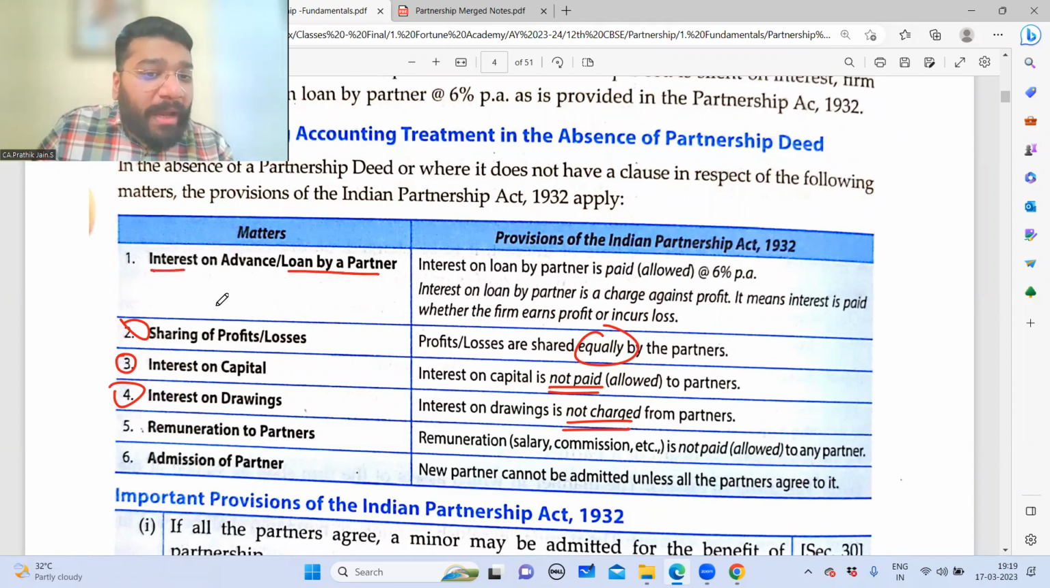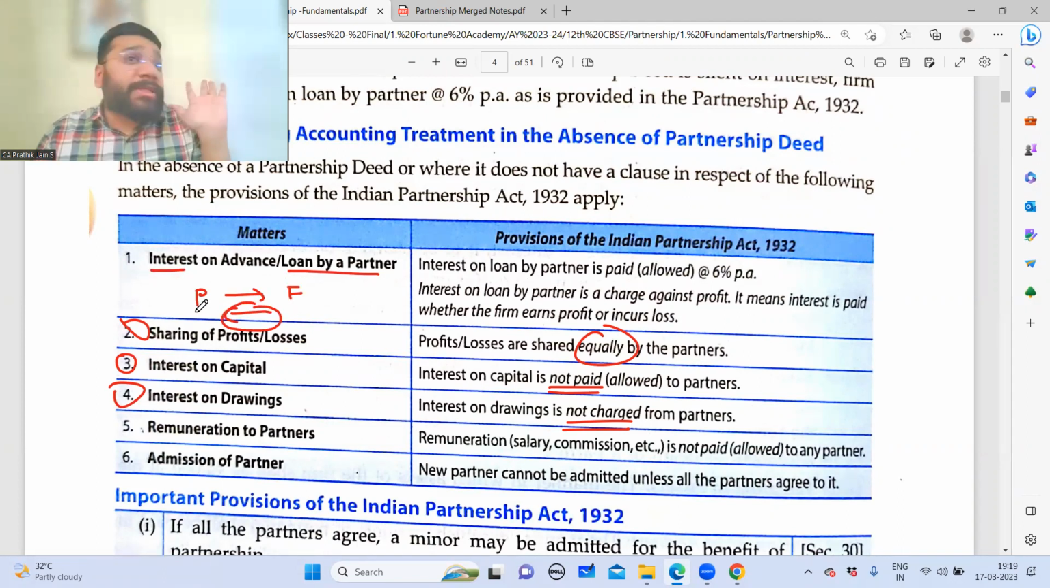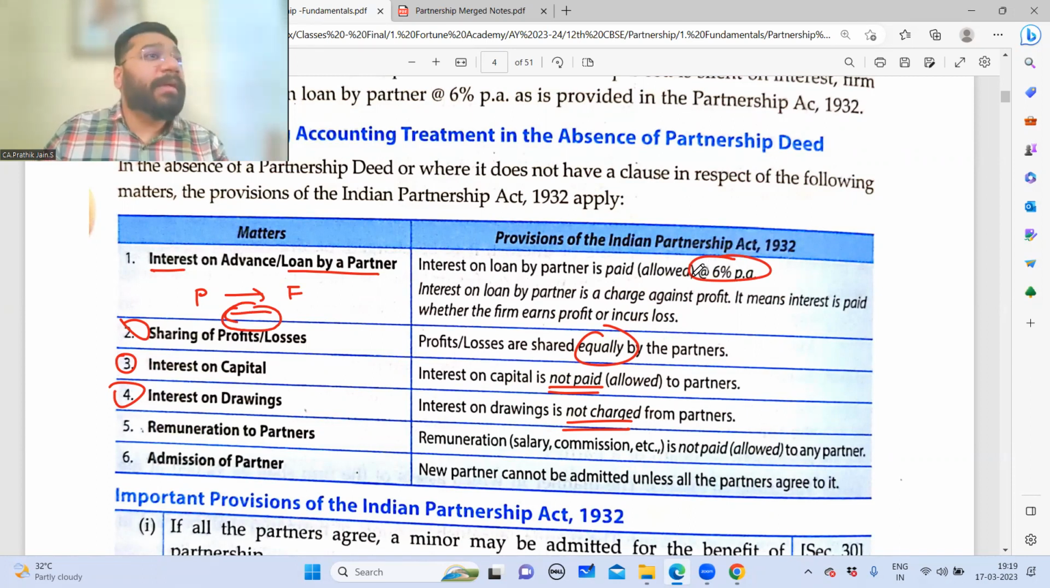Interest on loan by partner. The partner is giving a loan to the firm. So the firm has to pay interest. The firm is taking a stand that just because the agreement is not there, I will not pay you interest. Is the firm's stand tenable? No. They have to pay. But it will be paid at a flat 6%. So if the partner wants more than 6%, what should he do? Get it in writing. If the firm wants to pay less than 6%, better get it in writing. That is advisable. So this is a loan given by the partner to the firm.